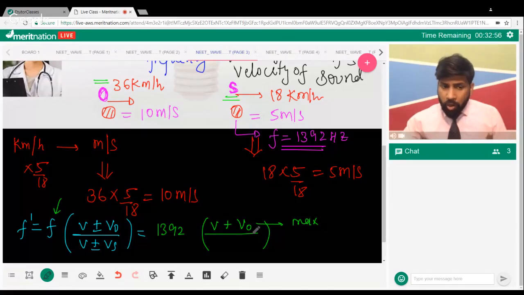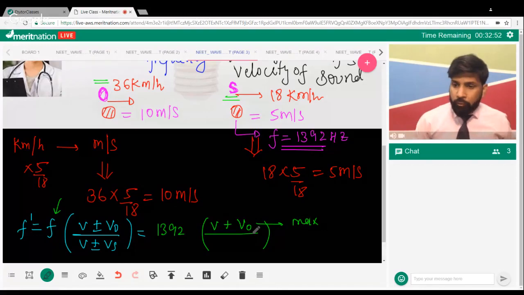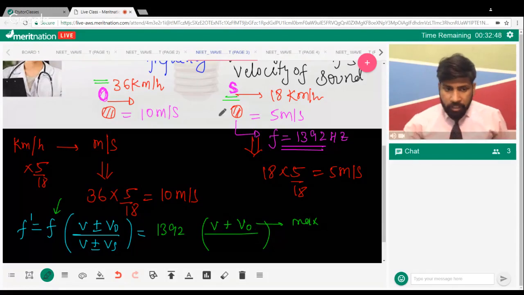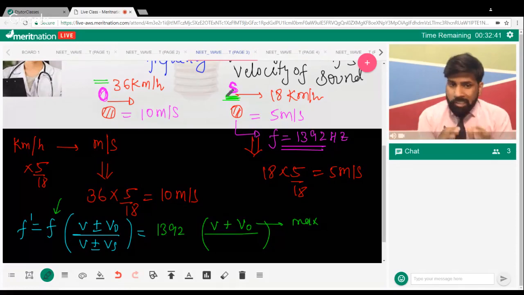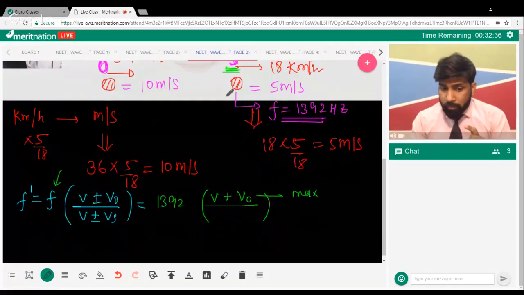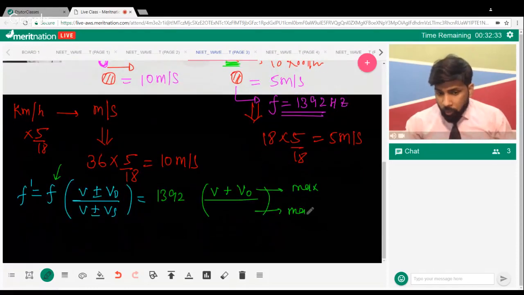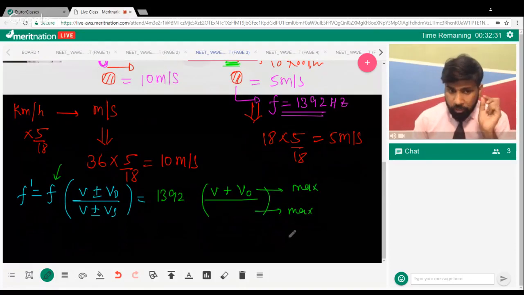Students, now if we talk about the source, you can see the source is moving away from the observer. See, this is the source, and that is moving away from the observer. So the source is trying to decrease the frequency, guys. That is only possible when we take the maximum value here. The source is trying to decrease the value.